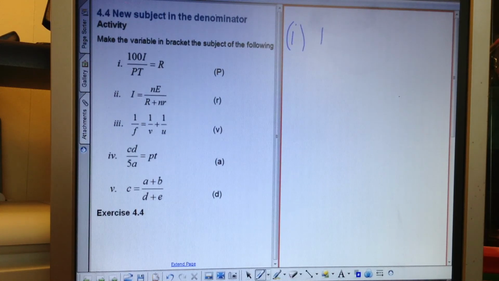We have 100I equals R, but this is over PT. So we have the subject, which is P, in the denominator. So we get rid of the fractions by multiplying both sides of the equation by PT. So we'll be left with 100I equals PTR.